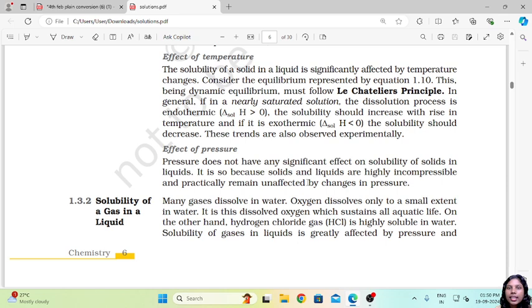So in general we are able to make a conclusion that for nearly saturated solutions, which are almost close to being saturated, if the dissolution process is endothermic, the solubility should increase. Why? Because we are raising the temperature. On raising the temperature, it will favor the endothermic process. And if it is an exothermic reaction, the solubility should decrease.